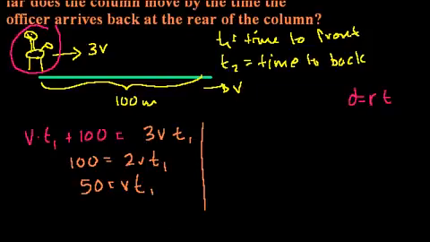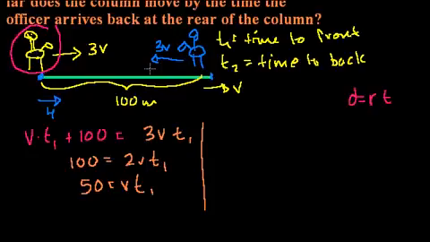All right, I'll switch colors to ease the monotony. Okay, time to back. So now we're in the opposite situation where the guy has gotten here. He turns around immediately, and he goes back with a velocity of 3v. So my question to you is, he starts out here, and relative to him, he's going this direction at a velocity of 3v, and the back of the column is moving towards him with a velocity of v, right?